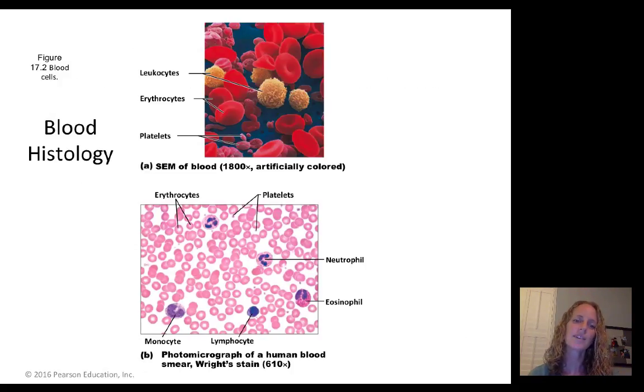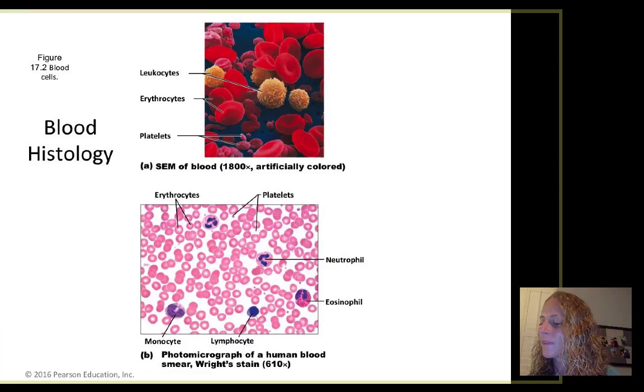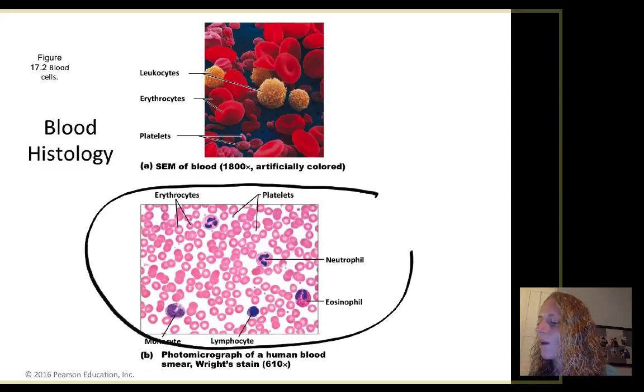When you're done with the lecture, come back and look at this blood smear. This has some examples of all of the white blood cells in addition to the red blood cells and some platelets.